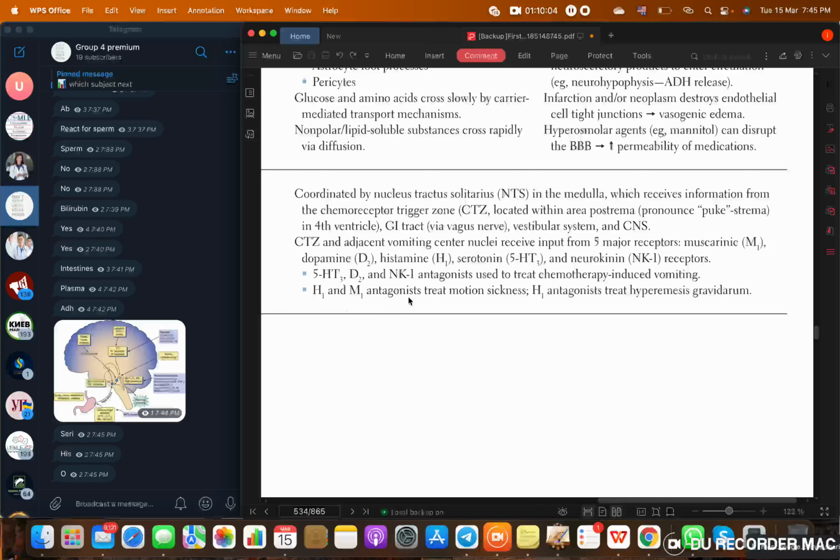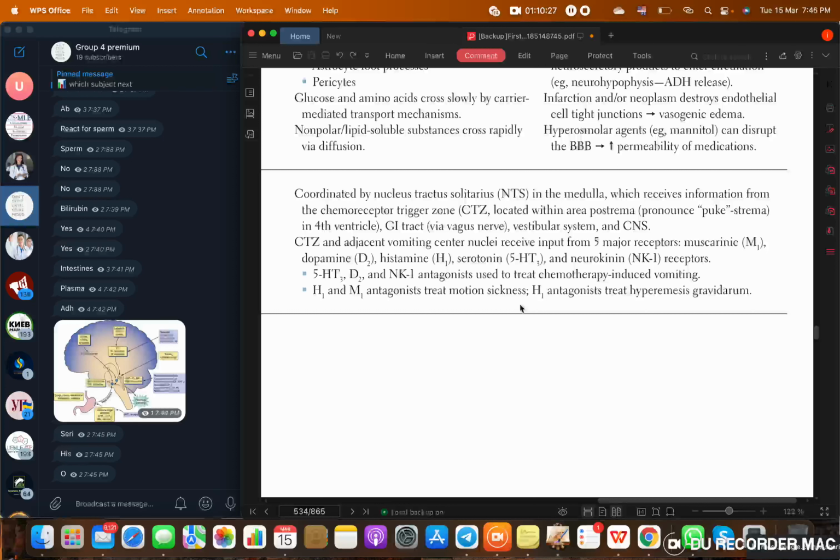However, H1 and M1 antagonists are used to treat motion sickness. What is motion sickness? When you are at sea and you get this dizziness and you want to vomit, that's motion sickness. H1, and the most commonly used drug is scopolamine, which is an M1 antagonist. H1 antagonists can also be used for hyperemesis gravidarum.